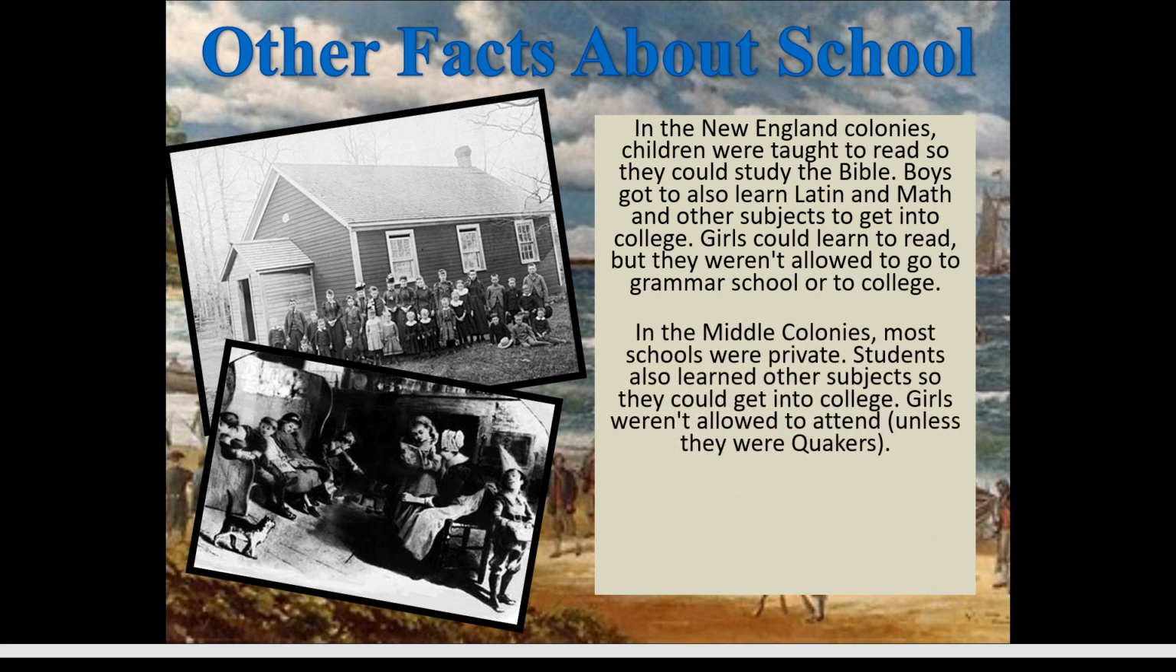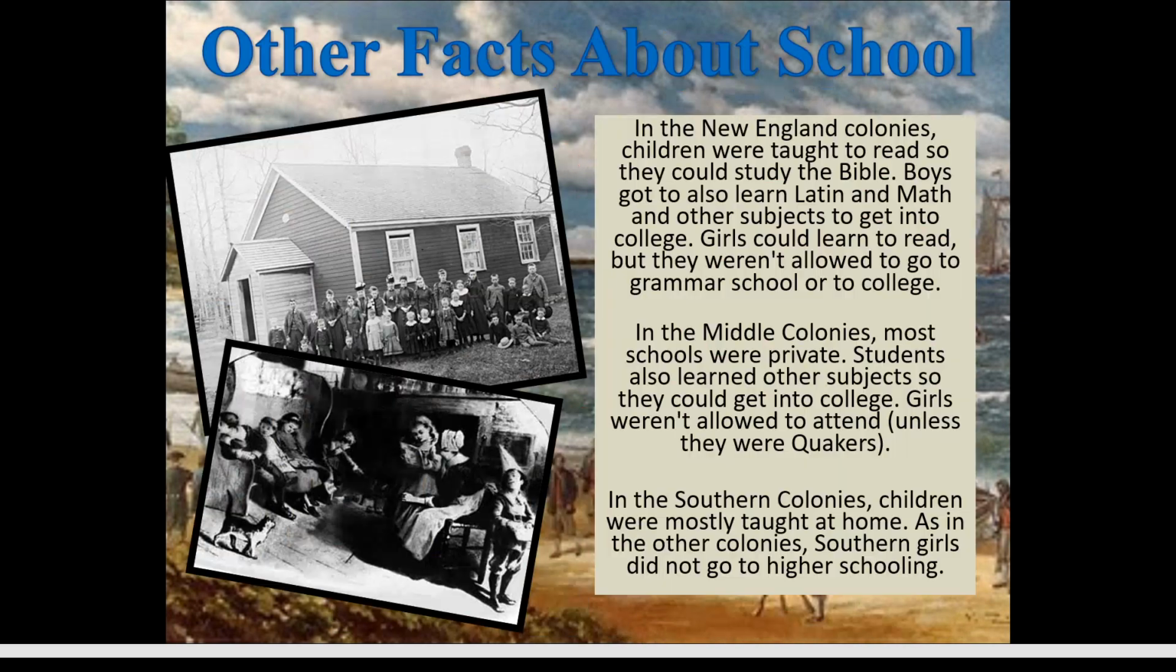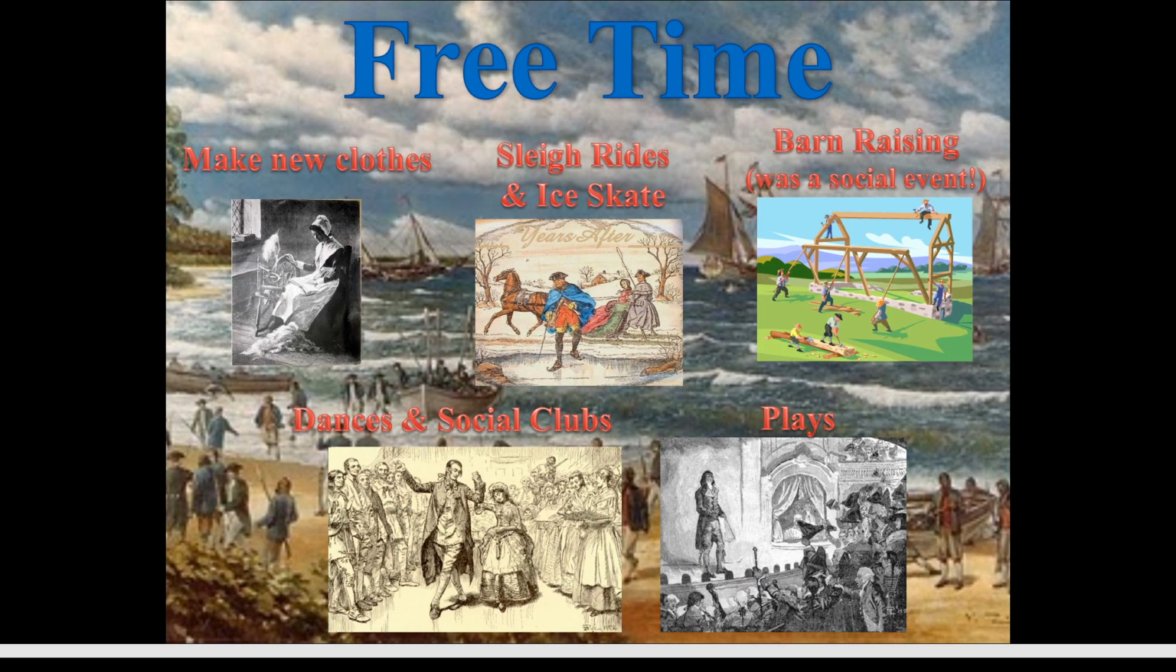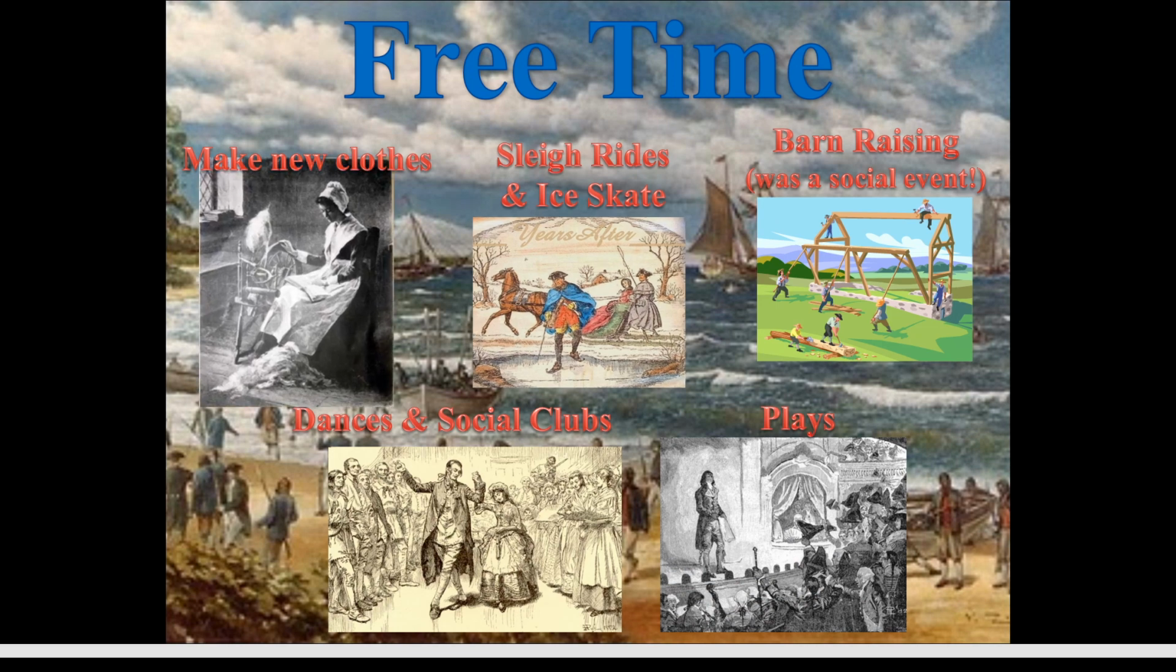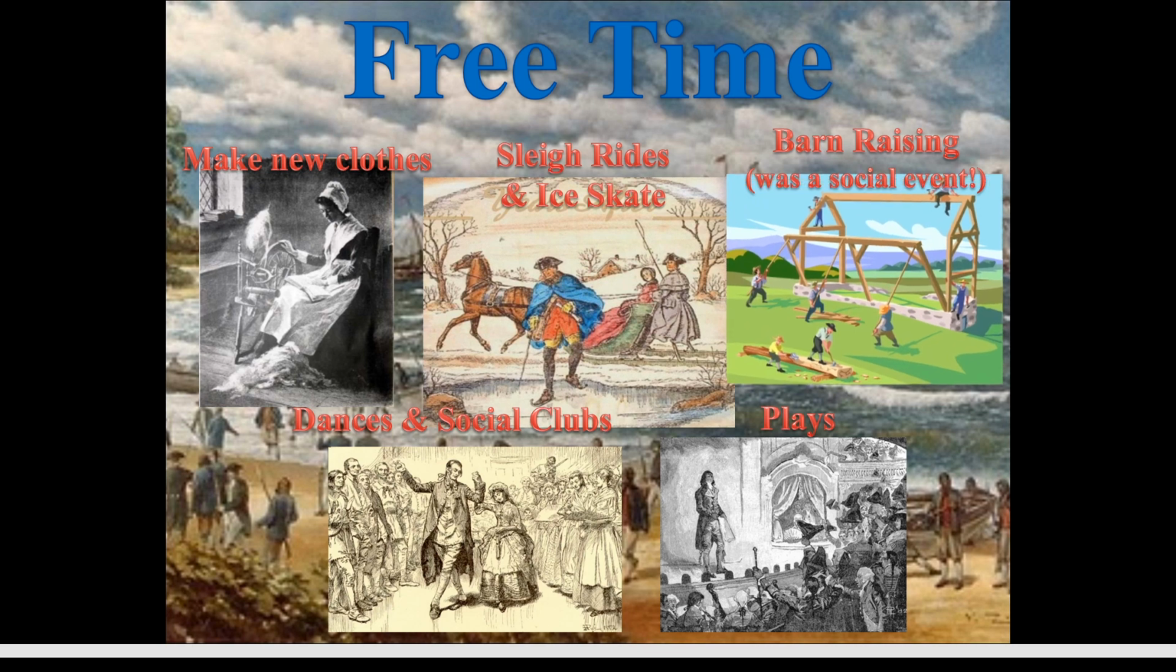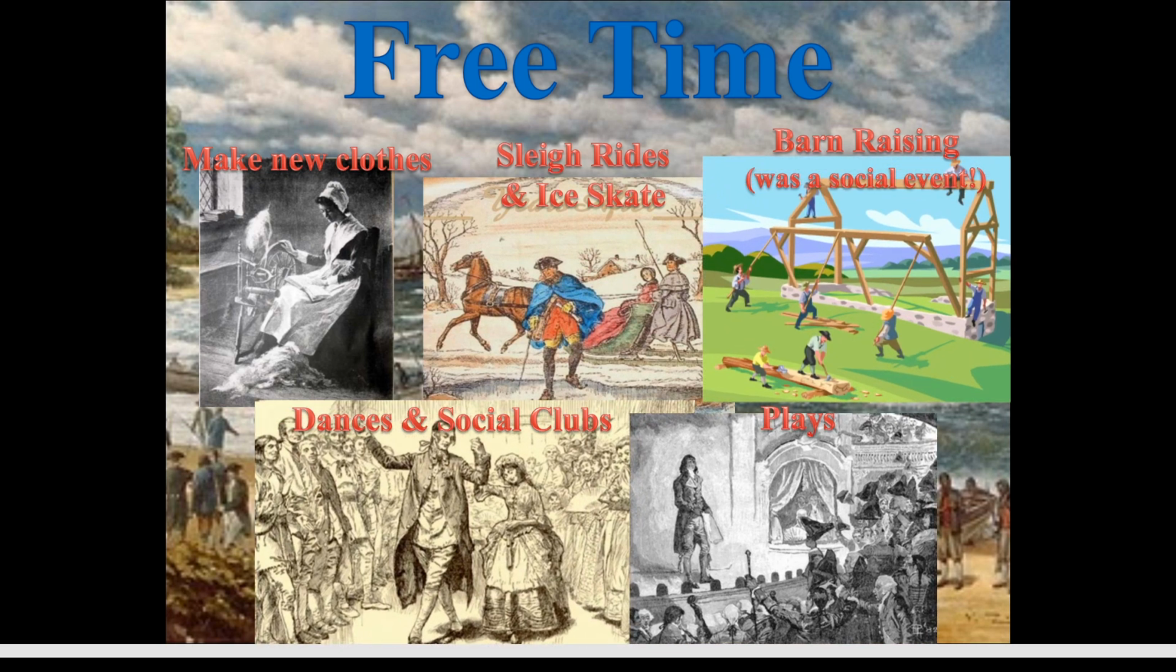In the middle colonies, most schools were private. Students also learned other subjects so they could get into college. Girls weren't allowed to attend unless they were Quakers. In the southern colonies, children were mostly taught at home, as in the other colonies. Southern girls did not go to higher schooling. So, what did they do in their free time? They made new clothes, went on sleigh rides, ice skated, had barn raisings, dances, social clubs, and plays.